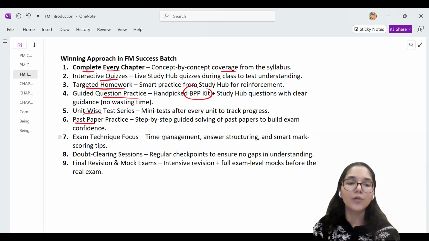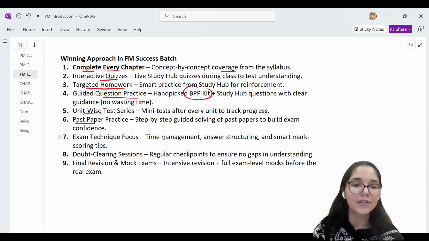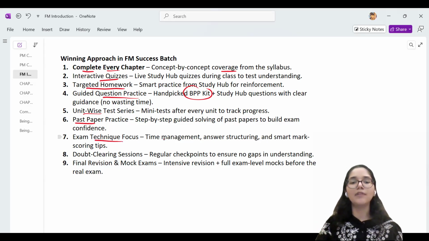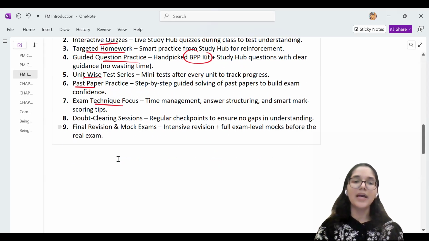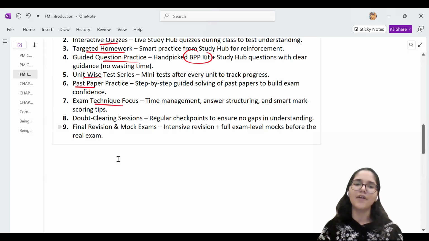Then we are also going to have some sessions where we will focus on exam technique. I will tell you how to manage your time, how to structure your answers, and how you can maximize your marks in the requirements. So smart mark scoring tips will also be given to you. Then we will also be having doubt clearing sessions as and when required.